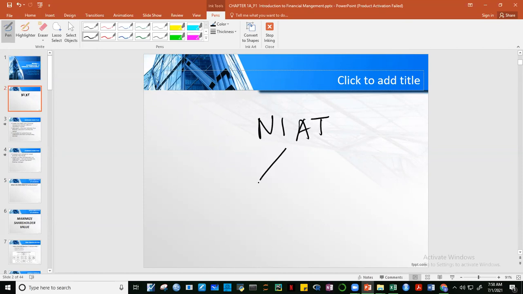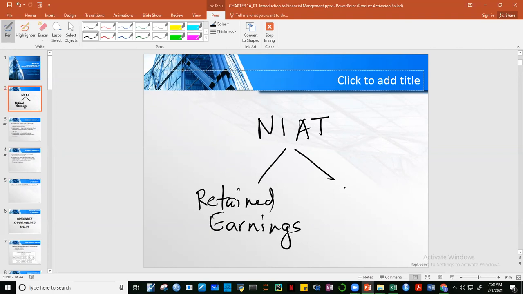Anong pwedeng gawin dito ng company? Okay. Pwede siyang i-flow back to the operations, ibabalik sa operations ng business, and that will be in the form of retained earnings. Yung pino-flow back to the operations of the business, pupunta siya sa retained earnings. Otherwise, it can be distributed as, anyone, guys? Answer, paki-unmute na lang. Ano pwedeng gawin dito sa net income after tax? No? Dividends. Yes, correct. It can be returned in a sense to the shareholders in the form of dividends. Okay, so dividends or retained earnings.